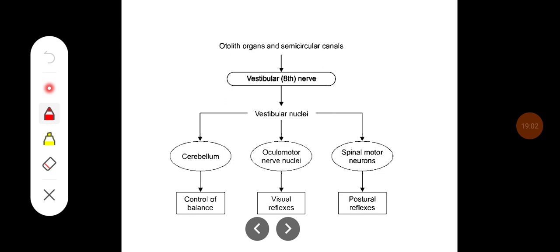So these are the functions of otolith organs and semicircular canals. Through the vestibular nuclei, and through the cerebellum, they control the balance. Through the oculomotor nuclei, they bring visual reflexes, and through the spinal motor neurons, they help in the maintenance of the postural reflex.